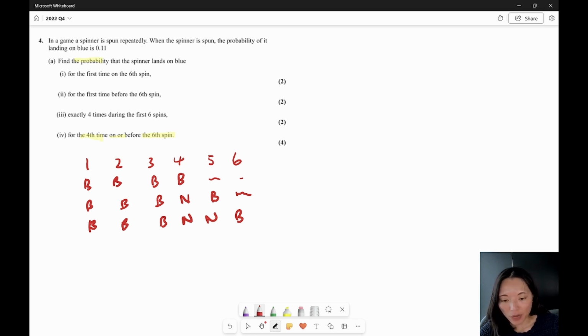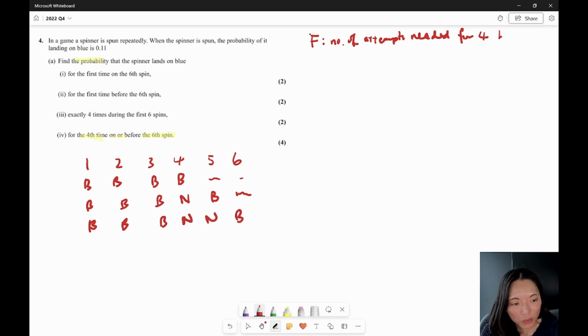Let's see what distribution we could be using and what notation we could be using as well. I'm going to name a new random variable. I'm going to call this F for 4 times. There are actually 2 different distributions that we could be using. I'm going to start with the negative binomial distribution first, which you might recognize. I'm going to call this variable F. So F is the number of attempts needed for 4 blues.